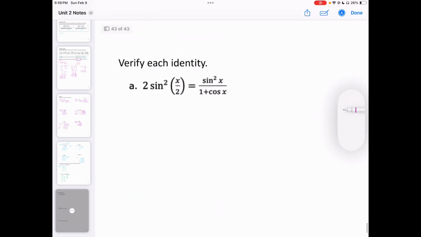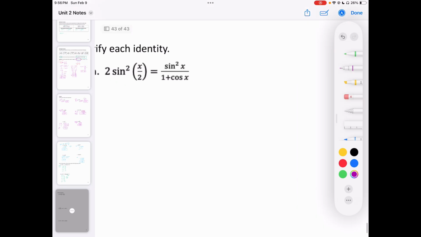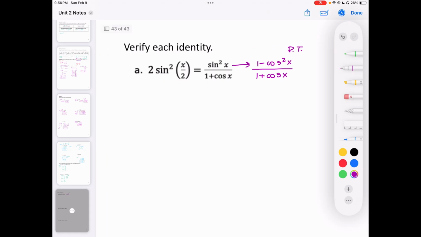Now, if you look at the right-hand side, I might initially say I'm going to go ahead and rewrite that as 1 minus cosine squared theta because that's the Pythagorean identity. So that might be useful to me. So I'll go ahead and write the denominator with it. If I look over here, I see sine squared. So I'm thinking we have a half angle situation. So I'll write HA, half angle.